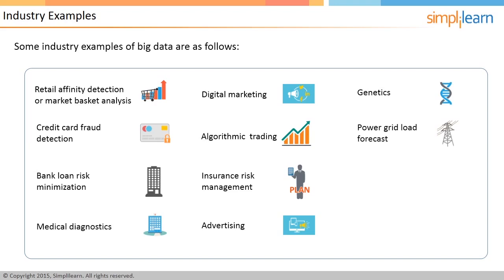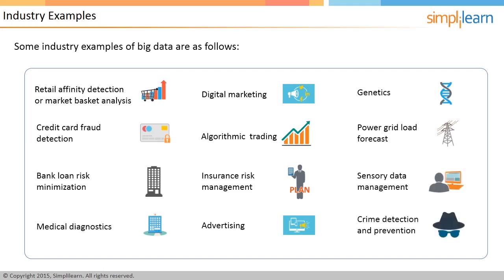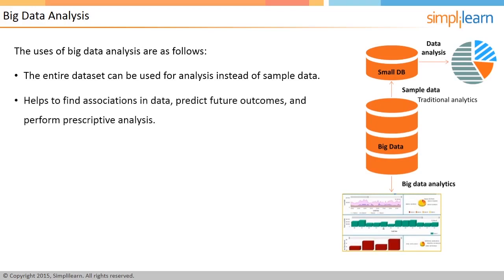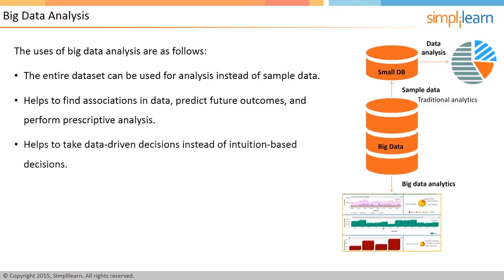In traditional analytics methods, analysts take a representative data sample to perform analysis and draw conclusions. Using big data technology, the entire dataset can be used instead of sample data. Big data analysis helps to find associations in data, predict future outcomes, and perform prescriptive analysis. The outcome of prescriptive analysis will be a definitive answer and not a probable answer. Big data analysis helps to take data-driven decisions instead of intuition-based decisions. It also helps organizations increase their safety standards, reduce maintenance costs, and prevent failures.